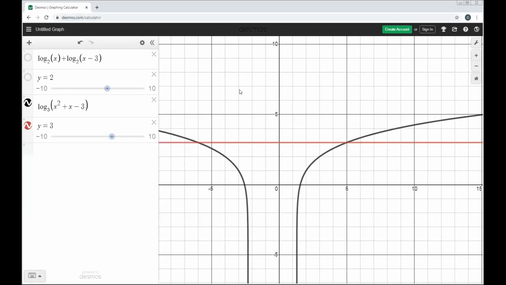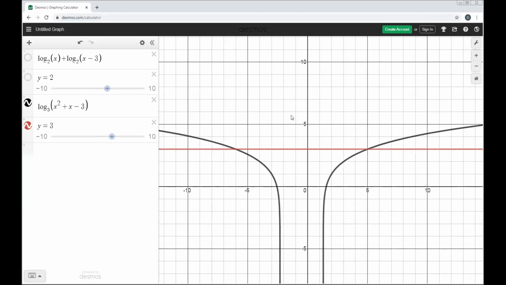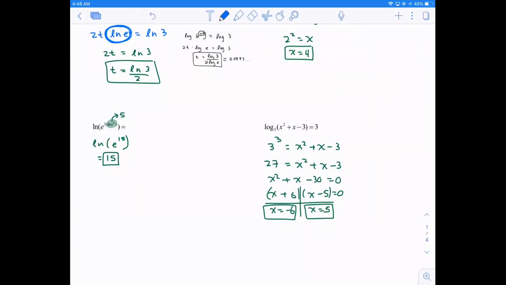All right. I don't know how long I wasn't sharing for, but here's the graph of log base 3 of x squared plus x minus 3. I set that equal to 3. And you can see both solutions are points of intersection at x equals 5 and x equals -6. So for all these log functions, we really need to be checking every single time if our solutions make the function undefined or not to see if it's valid. So just like you do with square root equations.